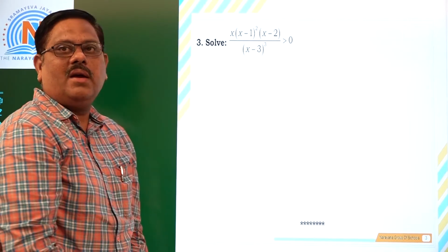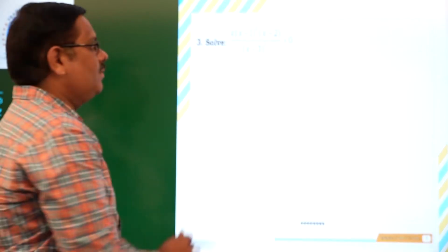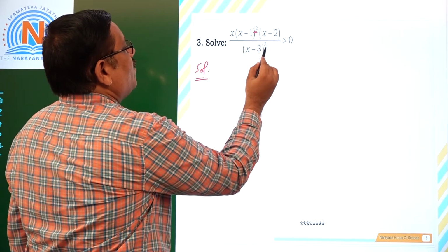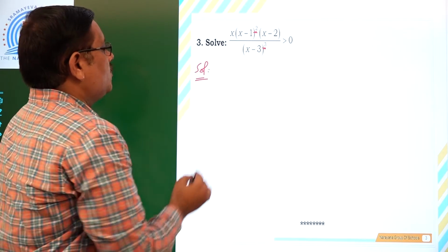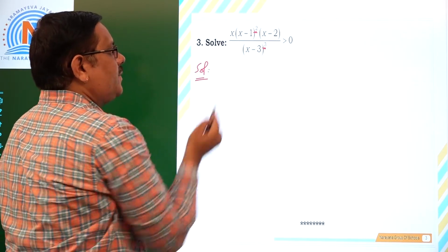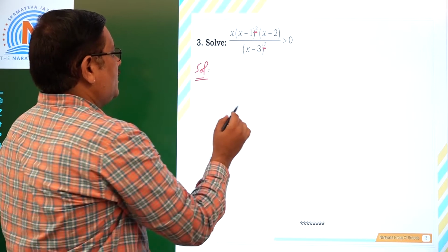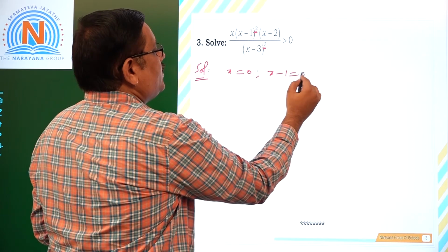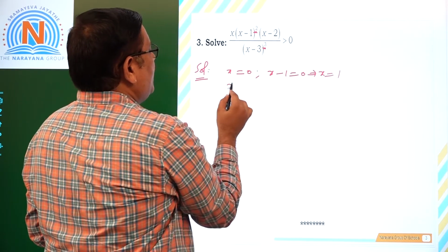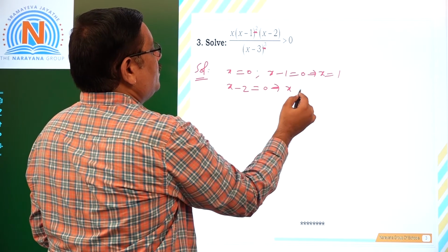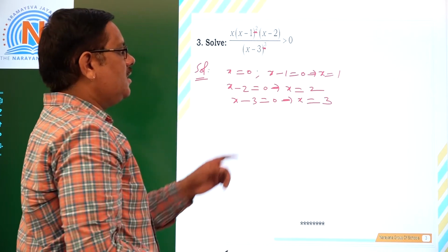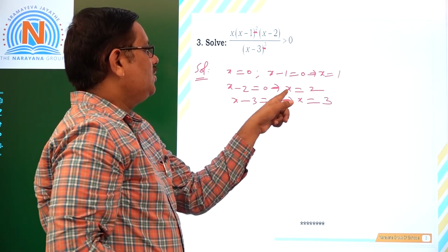Solve x times (x minus 1) whole squared times (x minus 2) by (x minus 3) whole cubed is greater than 0. Here the linear factors have powers. x minus 1 has the power 2, which is even. x minus 3 has the power 3, which is odd. So it is interesting. What are the critical points? x equal to 0 is one critical point. Next, x minus 1 is 0, so x is 1. x minus 2 is 0, so x is 2. x minus 3 is 0, so x is 3. So the critical points are 0, 1, 2, 3.